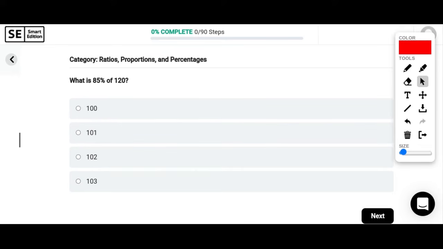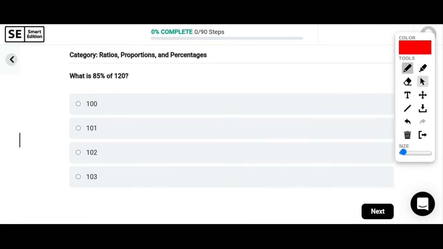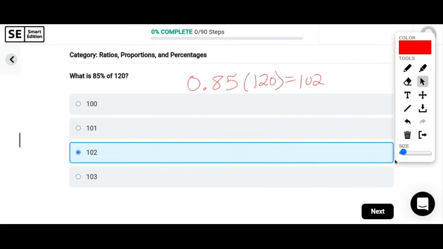So what is 85% of 120? We have done a lot of these percent questions as ratios. Let me show you another way to set this up as an expression. Turn 85% into a decimal by swooping your decimal twice to the left. And then of 120, we just need to multiply this by 120. When you plug this into your calculator, you will get 102 as your answer.